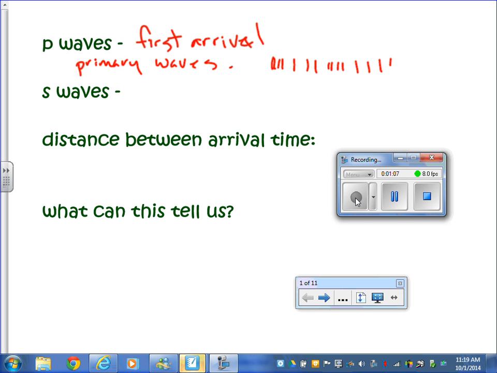Yeah, they're the least destructive, which ends up being really important because, as I mentioned yesterday, if you can warn people when the P waves come, then they can get to safety or whatever before the more damaging ones come. Now, S waves.